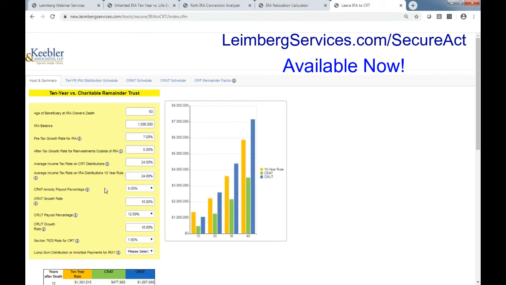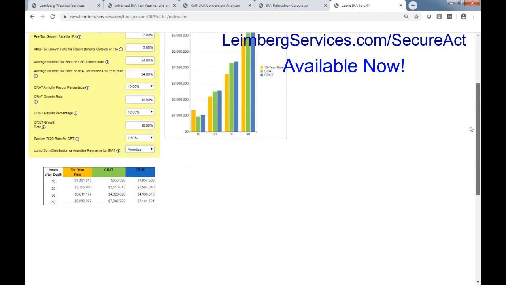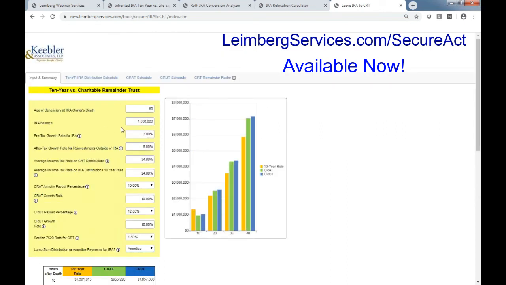Your CRT annuity percentage, we would normally see that closer to a 10% range. And then what you're also going to see is how you would take that money out over the 10-year rule. You would generally amortize that. And now we can look at really how do you come out wealth-wise. And what you're very quickly going to see when you're in this situation is you'll be able to compare, how do I leave more to my family? Do I leave more to my family with the CRT or with using the 10-year rule?